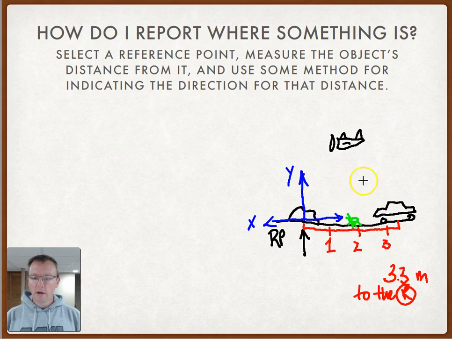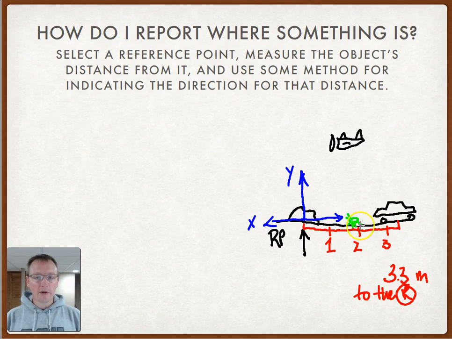Now the other object in this setup right here is the airplane. If I wanted to, I could go ahead and describe where the airplane is located. Typically in this case, I'm going to describe how high up it is. So instead of using the rock as a reference point, I'm going to choose to use the ground.